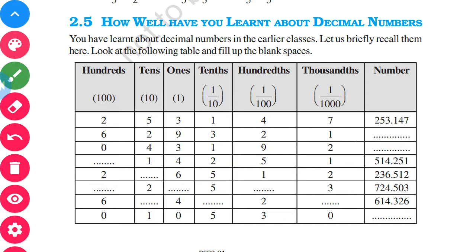We are going to understand decimal numbers in your second chapter, fractions and decimals. So far we have discussed fractions: the types of fractions, addition, subtraction, multiplication and division of fractions, and finally we are with decimal numbers. So what are decimal numbers?